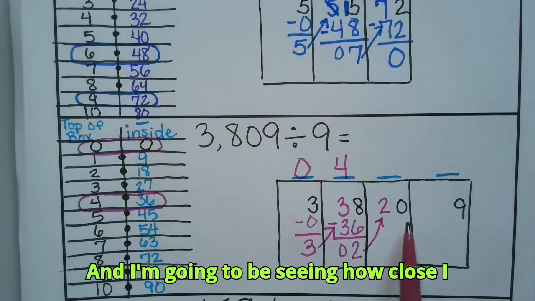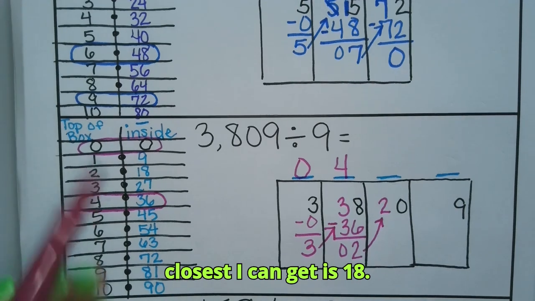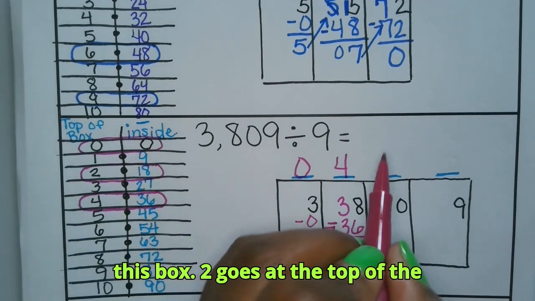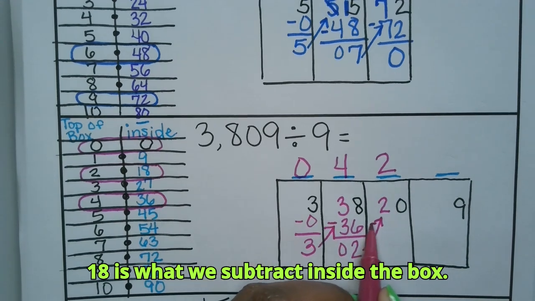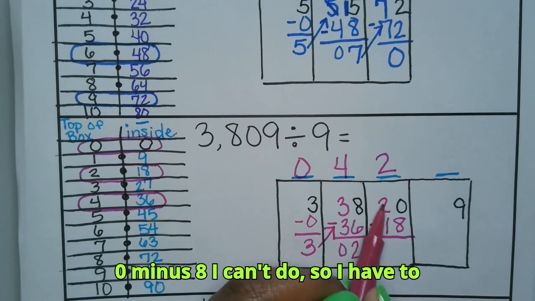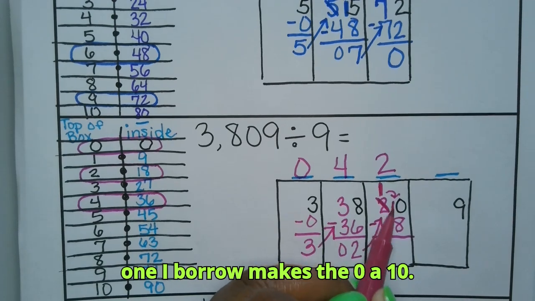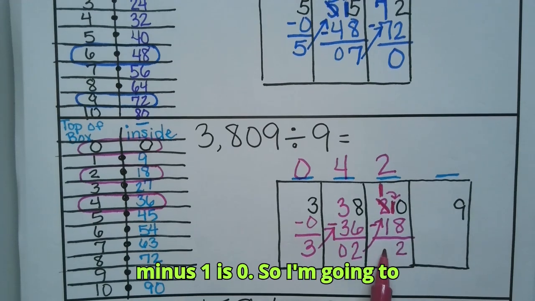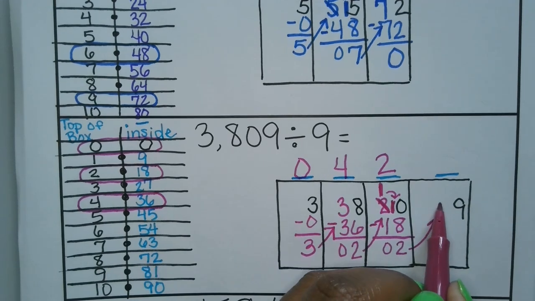And I'm going to be seeing how close I can get to 20 without going past it. Closest I can get is 18. So I'm going to use that number pair for this box. 2 goes at the top of the box. 18 is what we subtract inside the box. 0 minus 8 I can't do, so I have to regroup. That 2 becomes a 1. The 1 I borrow makes it 10. 10 minus 8 is 2. 1 minus 1 is 0. So I'm going to bring that 2 over into the last box.